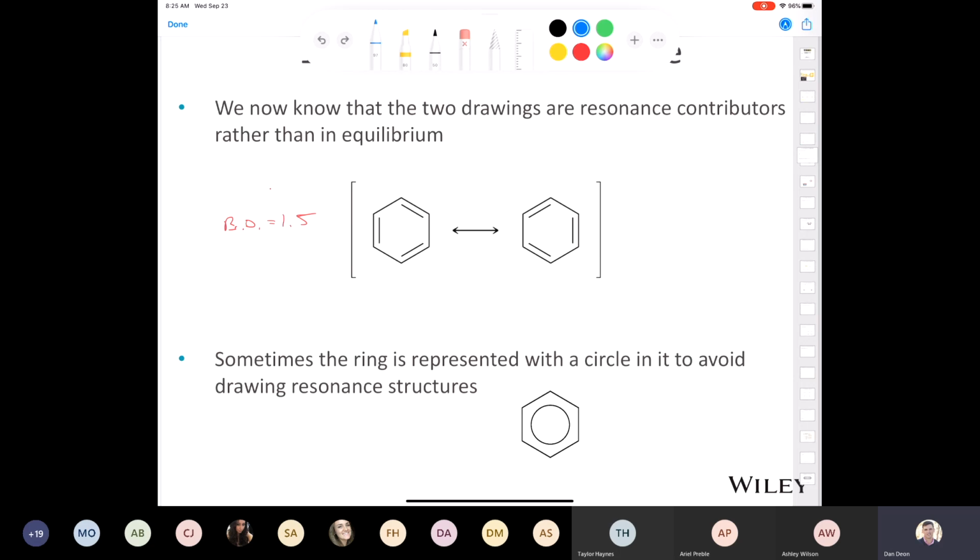Okay, so that's what a resonance structure is. Remember, these two structures are not in equilibrium. There are no double bonds and no single bonds in benzene. We're going to talk about that a little more in a second.